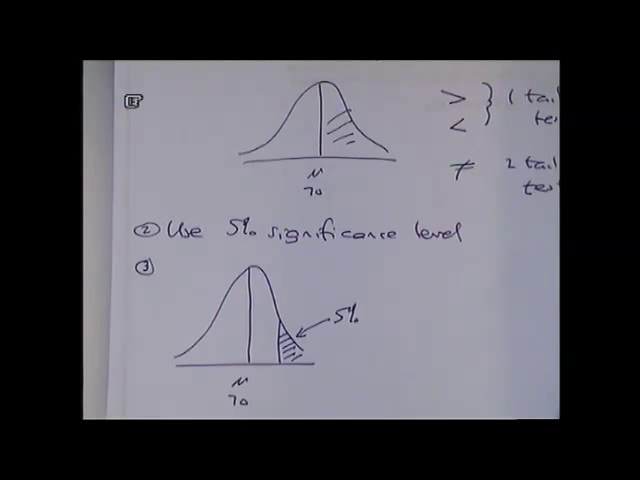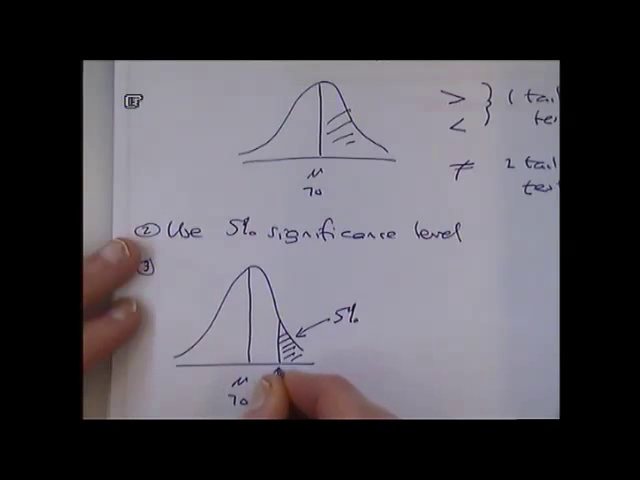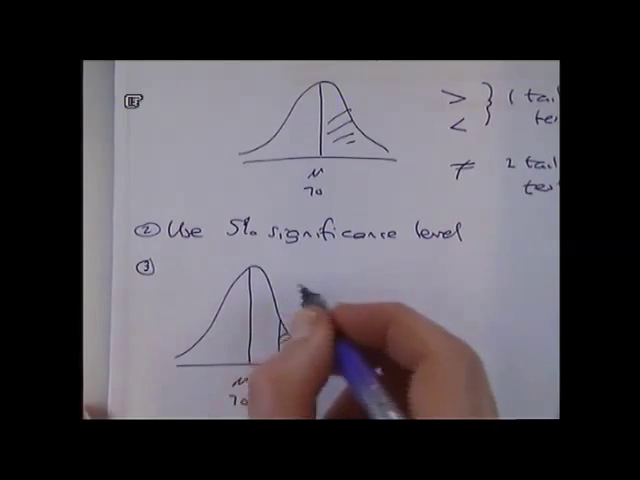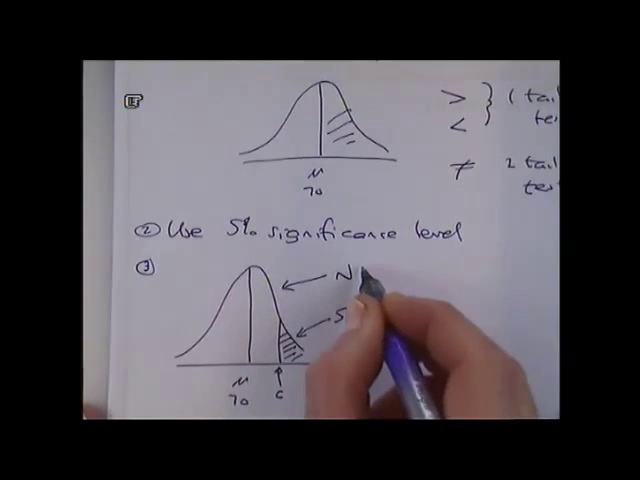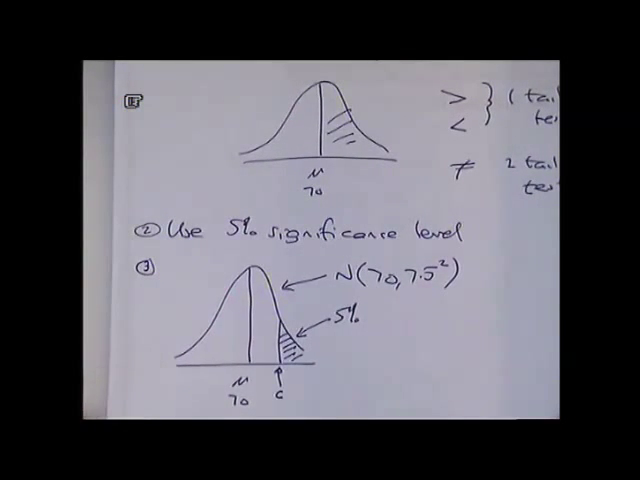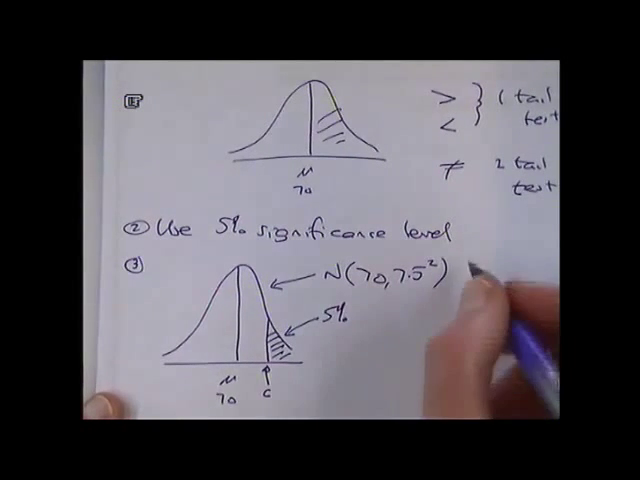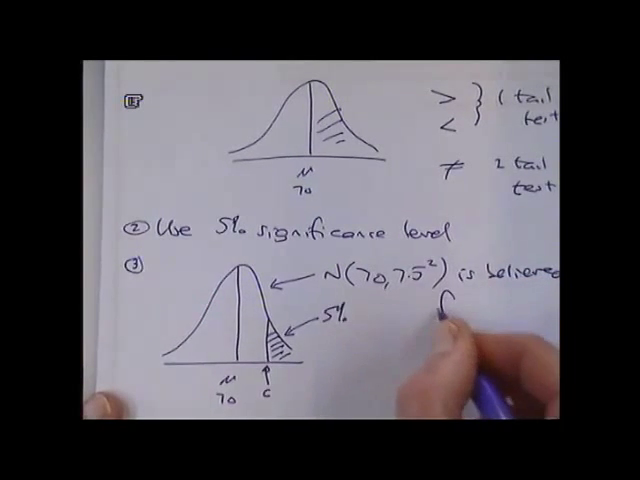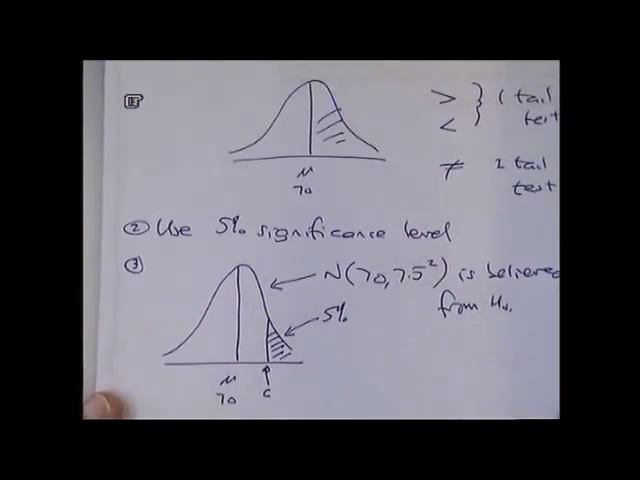We mentioned a critical value. Our critical value is going to be a weight called C, where 5% of the weight exceeds C. If this curve really is distributed normal, with 7.5 squared, because that's what it says in the null hypothesis, so we start off believing that to be true. That is believed to start with, and that's from the null hypothesis, H0.